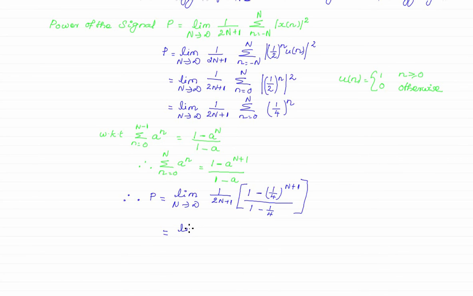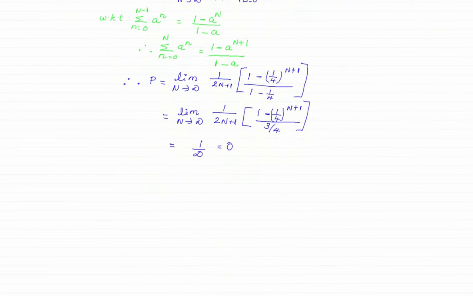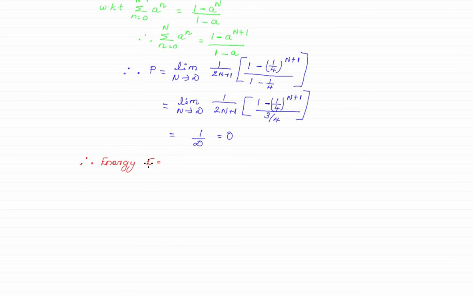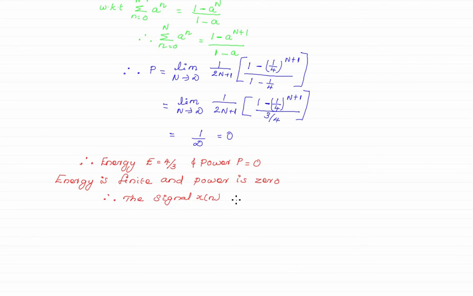Solving this, power of the signal is equal to limit n tends to infinity 1 by (2n plus 1) into (1 minus (1/4) the whole power n plus 1) divided by 3 by 4. When you apply the limit n tends to infinity, the above term changes to 1 by infinity, which is equal to 0. Therefore, energy E is equal to 4 by 3 and power P is equal to 0. Since energy is finite and power is 0, the signal is called an energy signal.